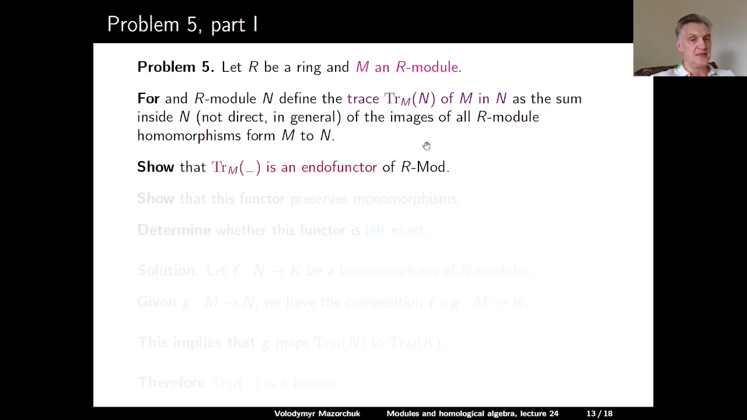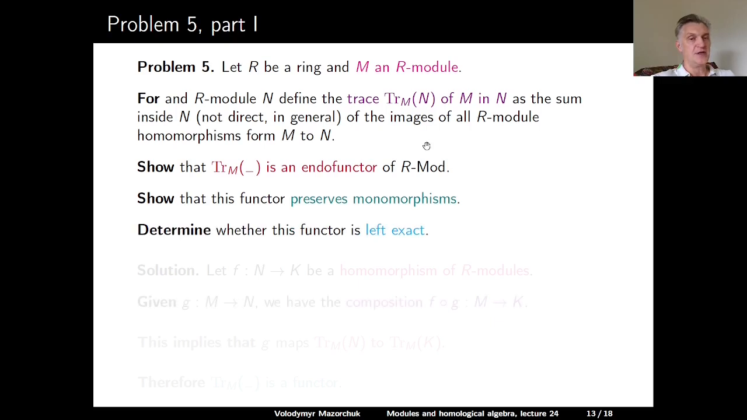Show that trace is an endofunctor of R mod. Show that this functor preserves monomorphisms. Determine whether this functor is left exact.